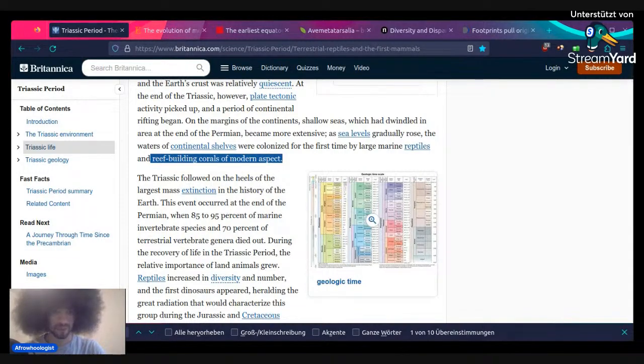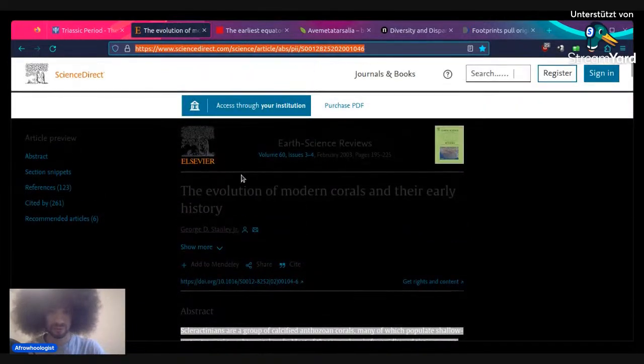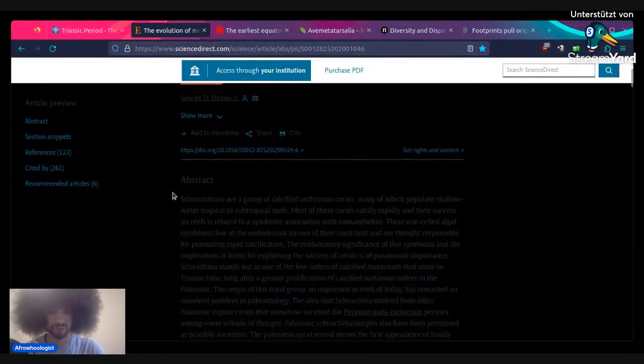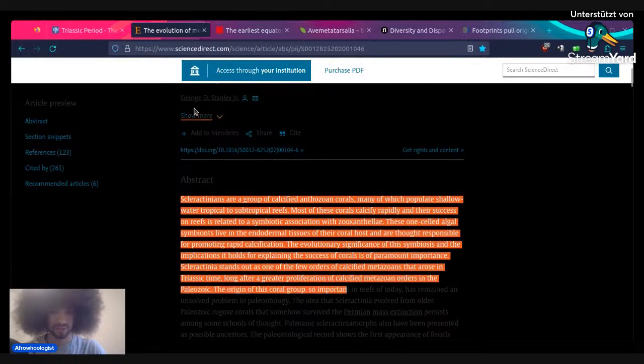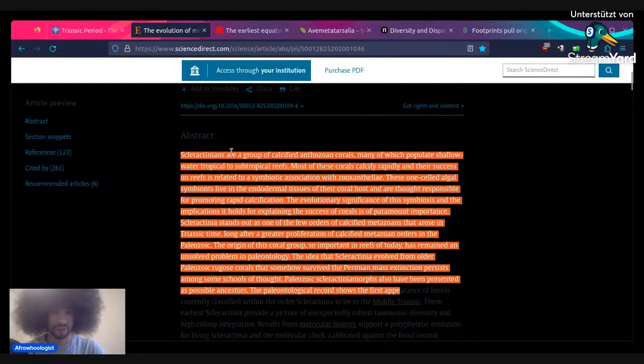One of the biggest mysteries in all of science, and it's just a quip. Where did modern corals come from? They just suddenly appeared. So if you go to this article here, Evolution of Modern Corals and Their Early History, this is by George D. Stanley Jr.